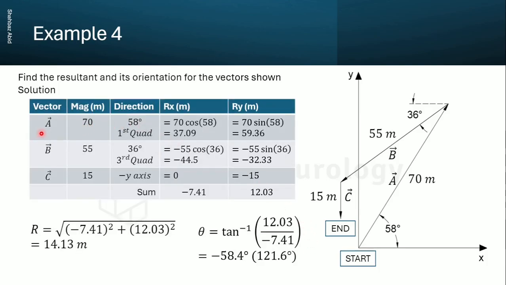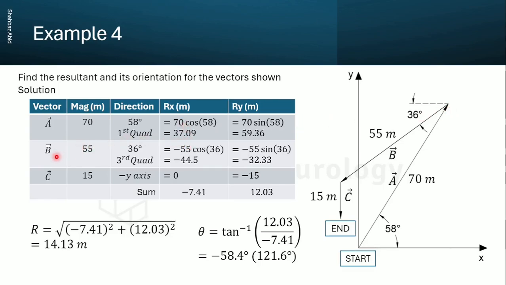So vector A has a magnitude of 70 meters and its direction was 58 degrees in the first quadrant. We need to break this magnitude into two components, the x component and the y component. Since we have an angle from the x-axis, it is going to be cosine for the x component, and sine for the y component, and both of them are going to be positive because this vector has an arrow moving towards the first quadrant.